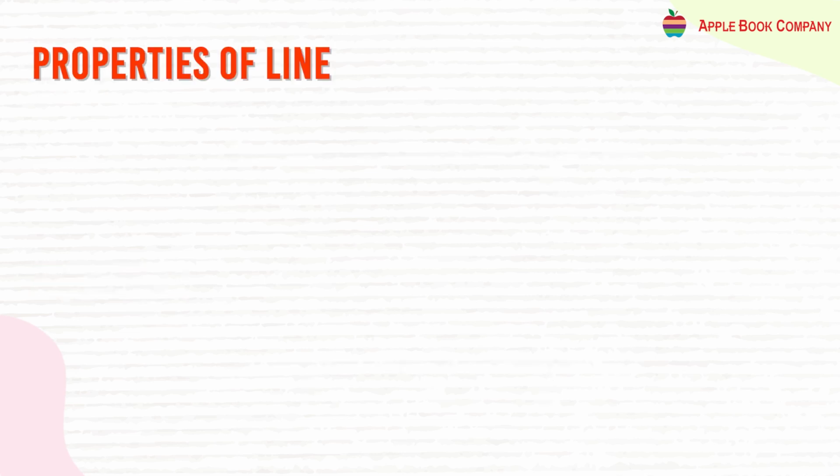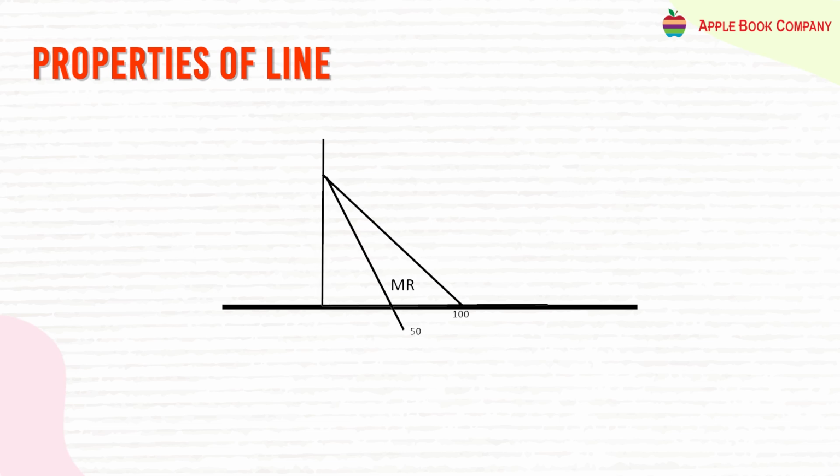Properties of a line. A line has no fixed endpoints. It has no definite length. It extends indefinitely on both sides. Like line MR can be represented as MR. We cannot draw a line on any surface, so we draw arrows on both sides.